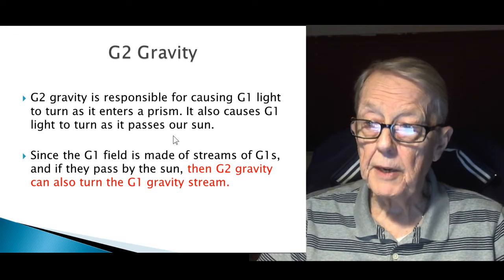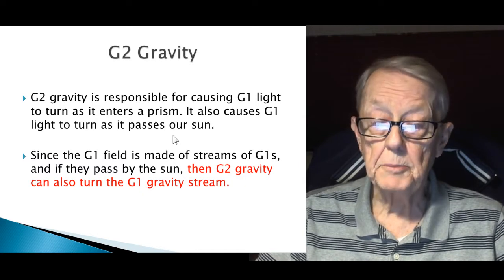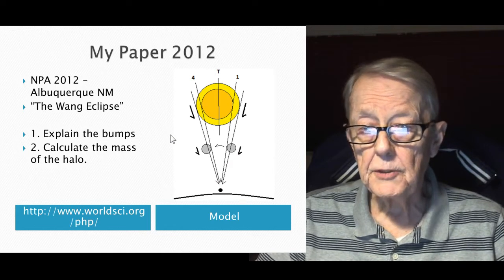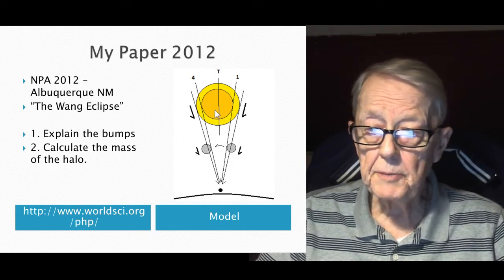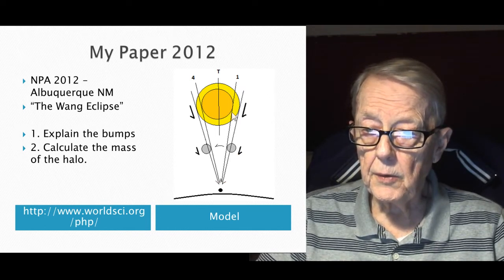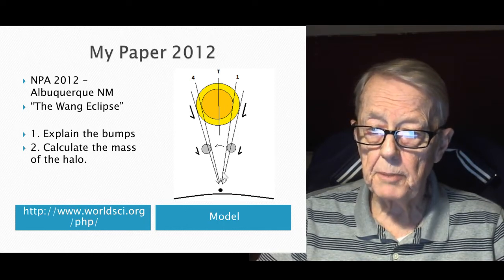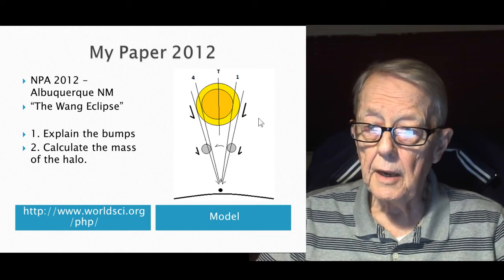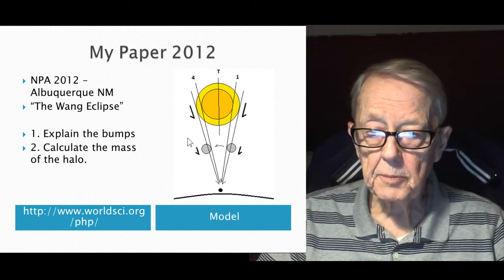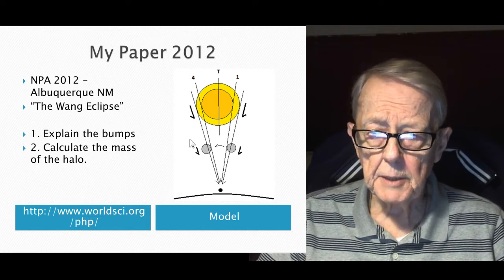So this is something that I didn't have when I first tried to explain the Wang eclipse and the Allais anomalies. In my paper of 2012, I explained the bumps by saying that the G1 passed through the corona or halo and through the moon and was reduced. That caused the bumps, but I was never able to explain the middle part of the Wang eclipse. But I could explain the Allais anomalies using that concept.